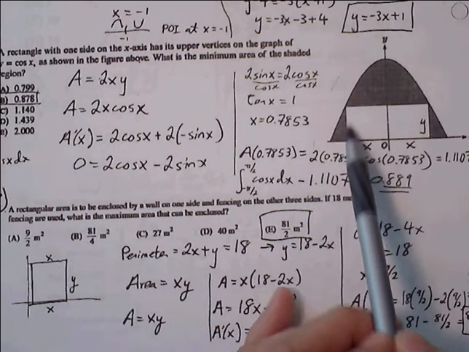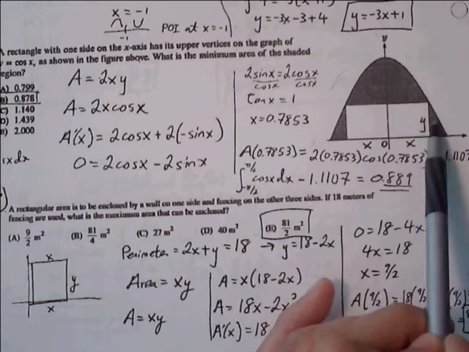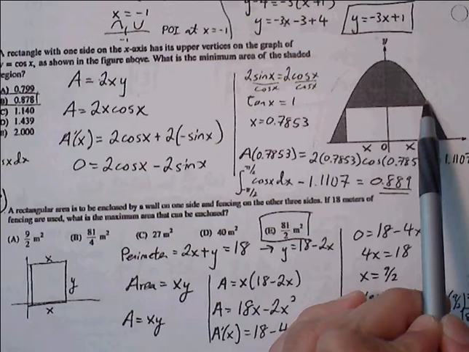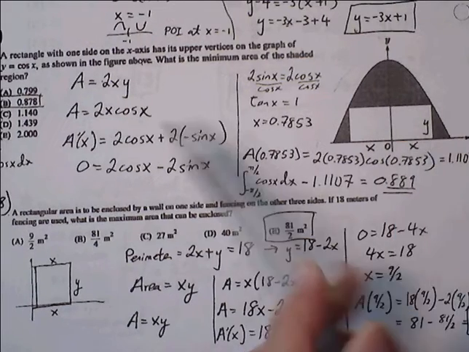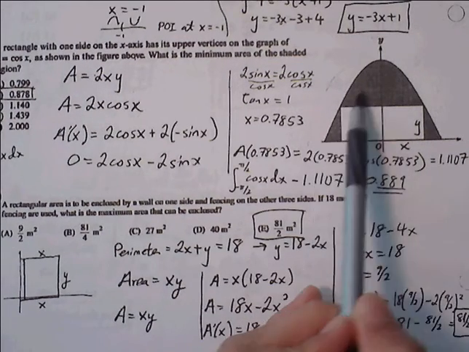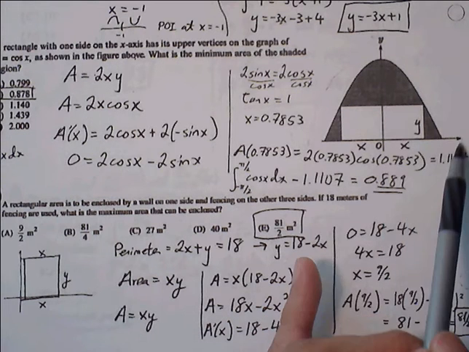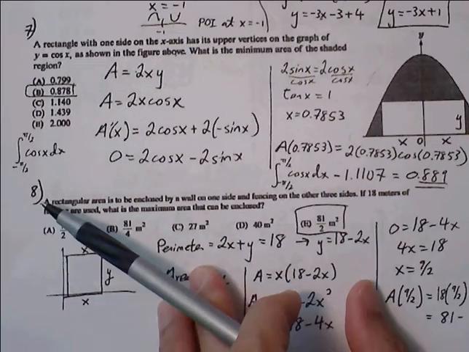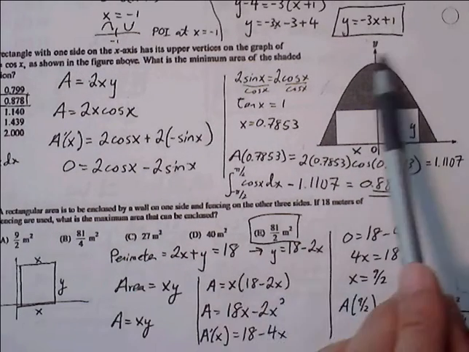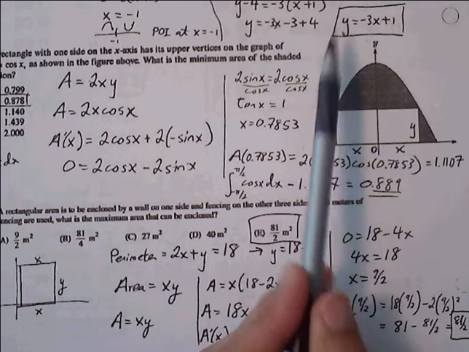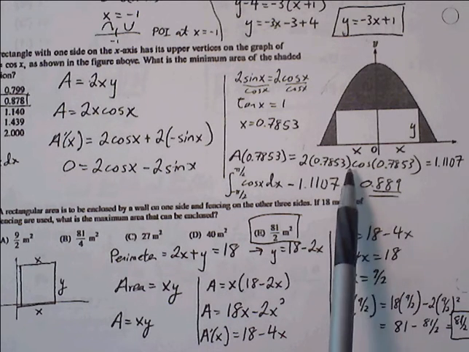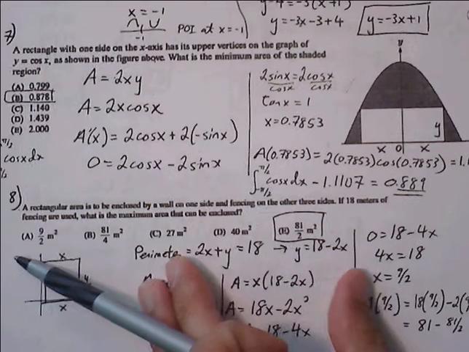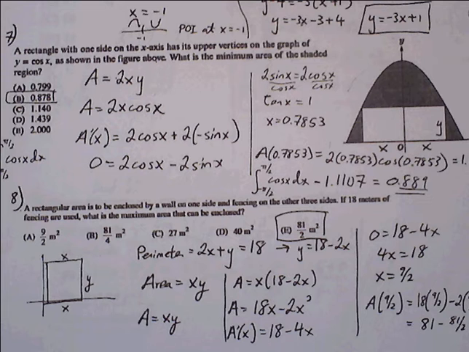Sorry to backtrack on that. It is asking about the shaded region under here, but we're going to use this to help us. We found the maximum area for this rectangle, which will then produce the minimum area for the shaded region. So the shaded region is the integral from negative pi over 2 to pi over 2 of cosine of x dx. That will give us the area of the entire region, including everything inside. Then if we subtract out the rectangle, we're left with 0.889, and that will match with answer choice B.